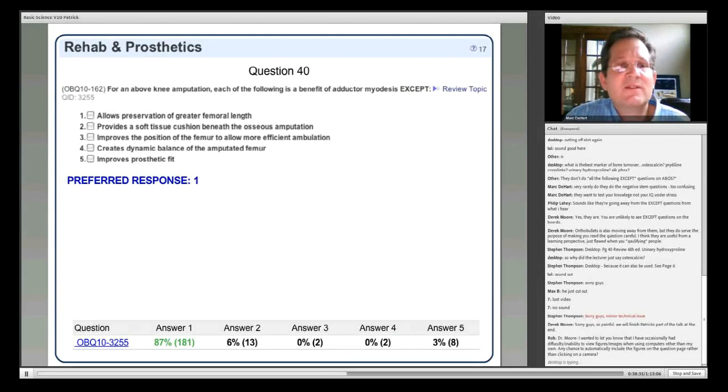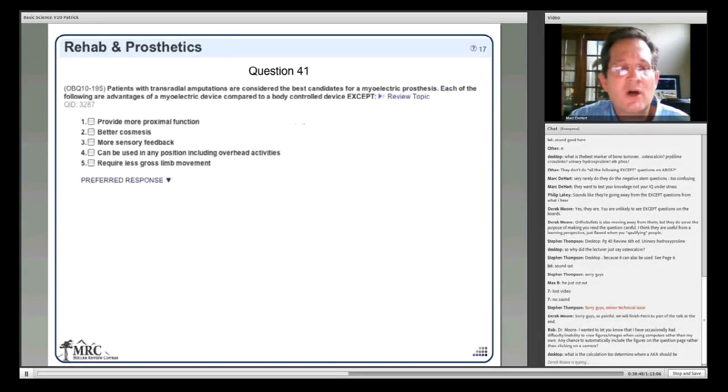So when we go back to the question and read through the answers, this was a little bit tougher, but still almost 90% of you got it. It's answer number 1. The one that the adductor myodesis doesn't help with is giving you a longer leg.